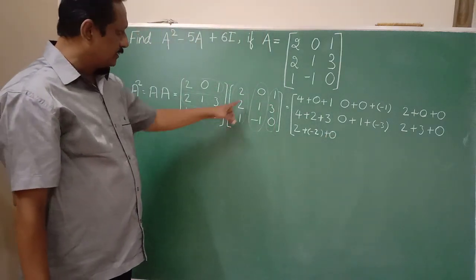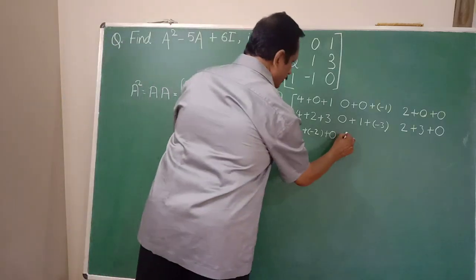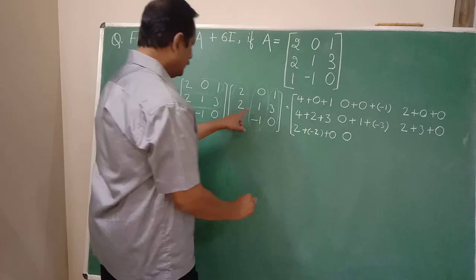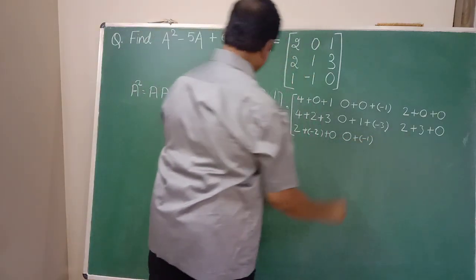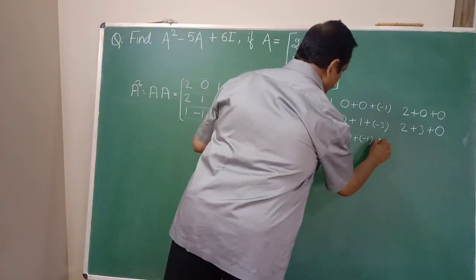Multiply third row with the second column now. 1 into 0 becomes a 0. Then minus 1 into 1 is a minus 1. So write here minus of 1 in the bracket here. Then 0 into minus 1 is a 0, plus a 0.